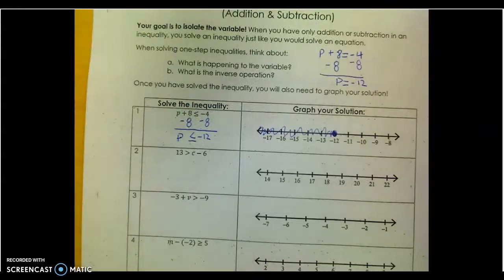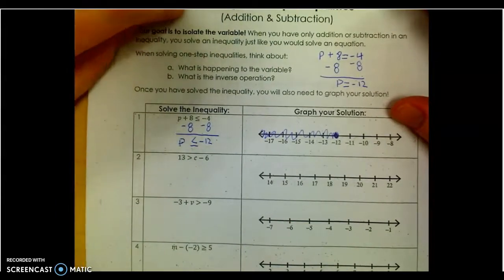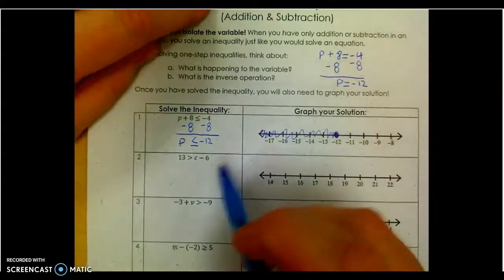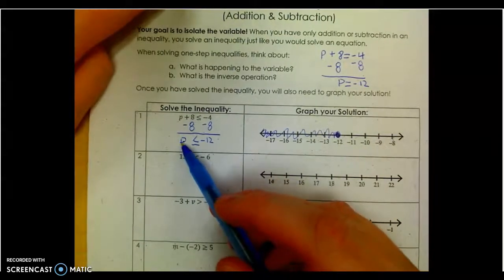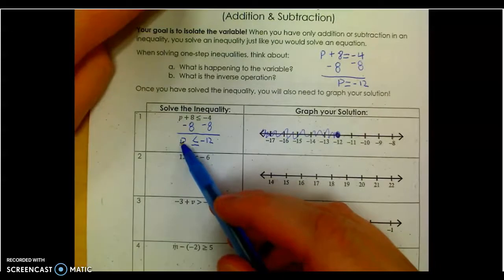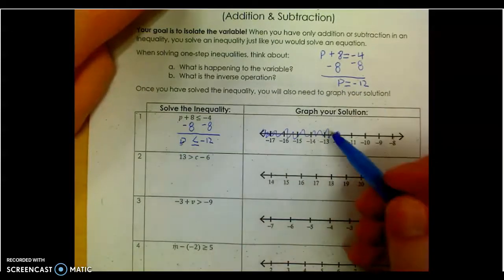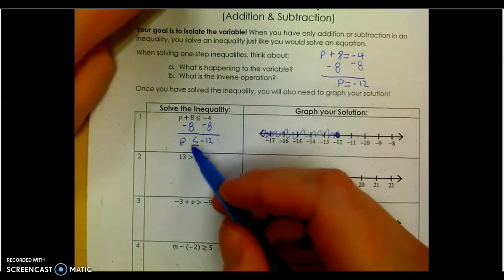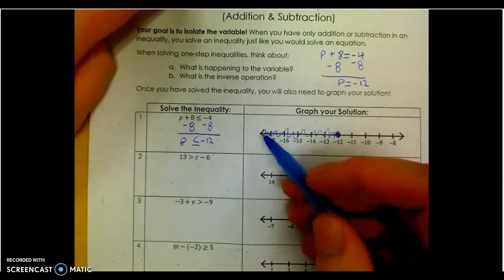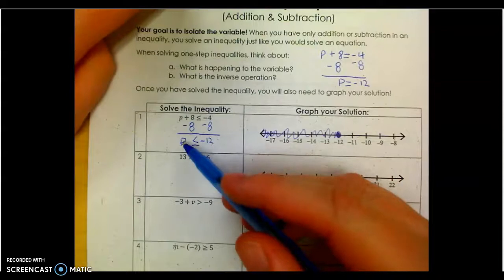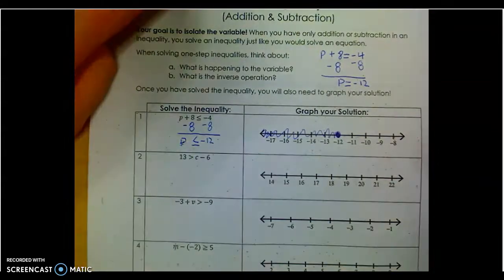A shortcut, which does not always work, but works sometimes, for knowing which way to shade, is that if your variable comes first, like it does here, you can shade in the direction of the arrow. All right, the arrow is pointing to the left, so we can shade to the left. That only works if the variable comes first.